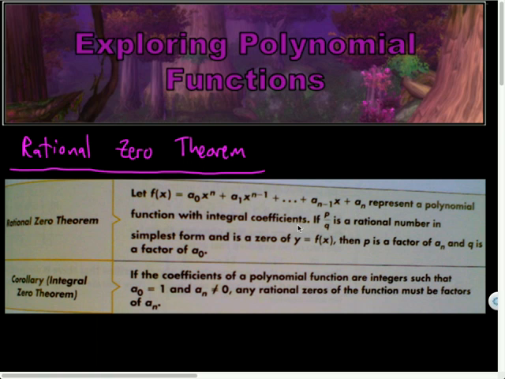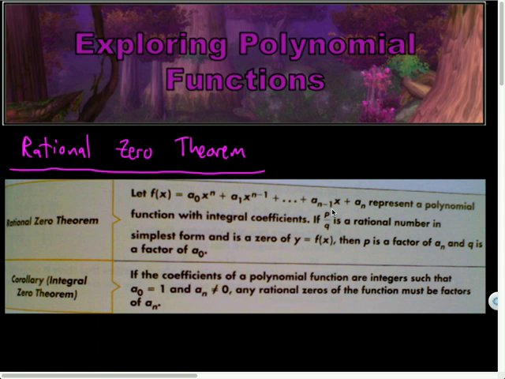Does anyone know what integral means? Integer? Does anyone know what an integer is? Isn't it a certain kind of number? Yeah. It's essentially the counting numbers, including 0, but then also all of the negatives of them. So no fractions or decimals.